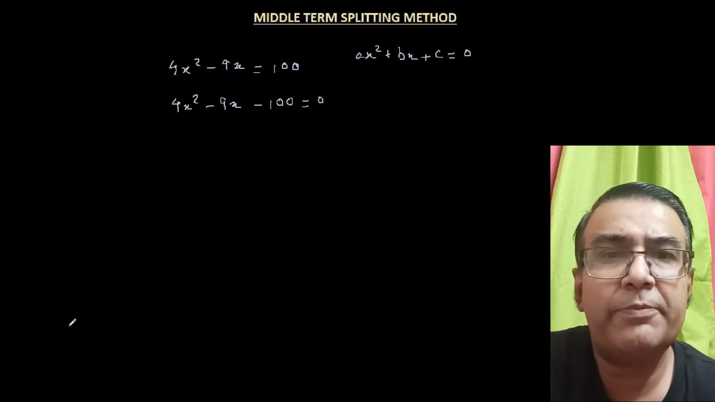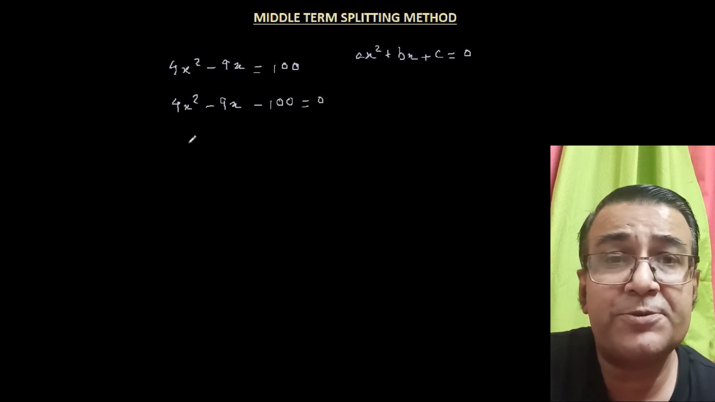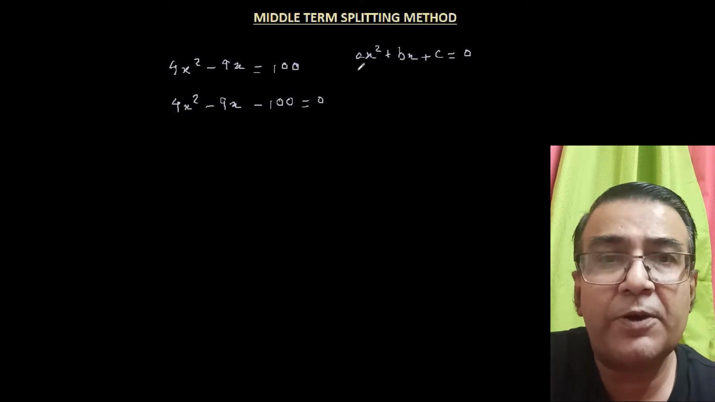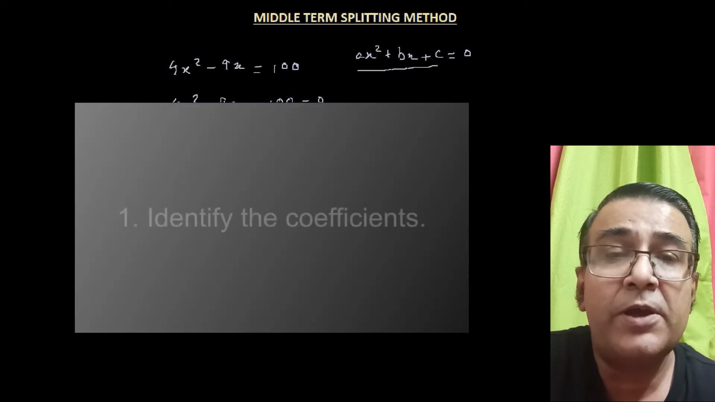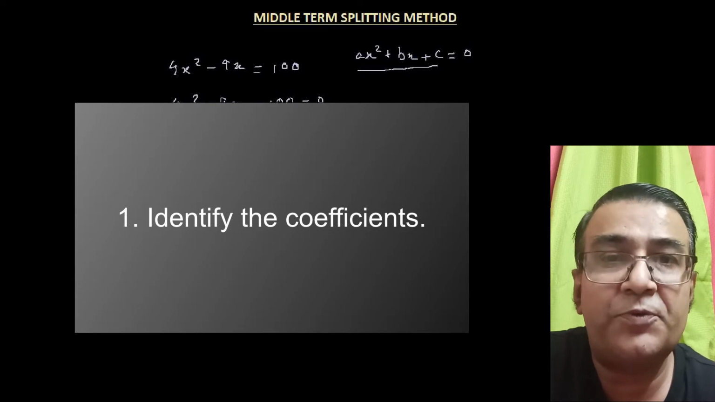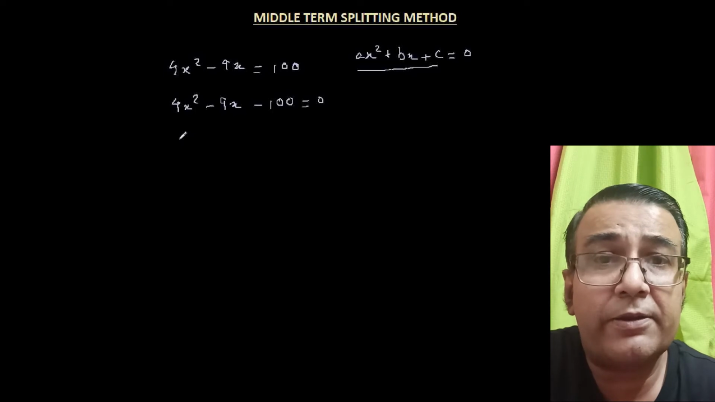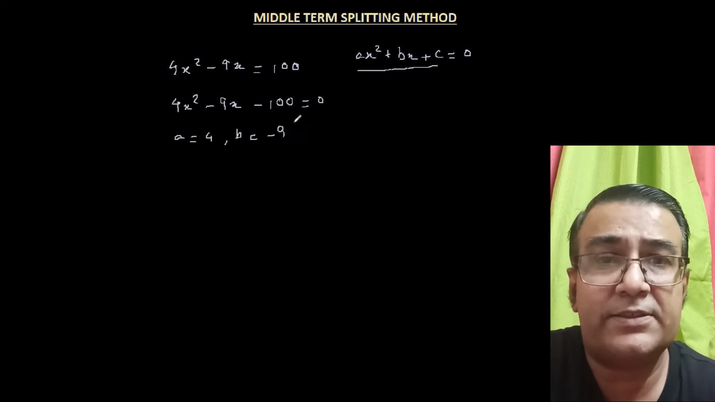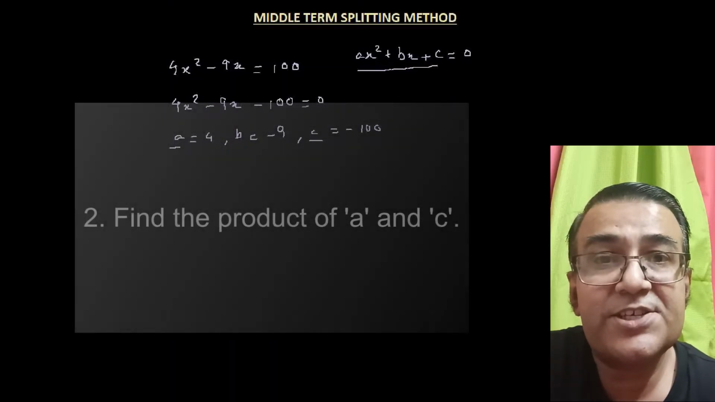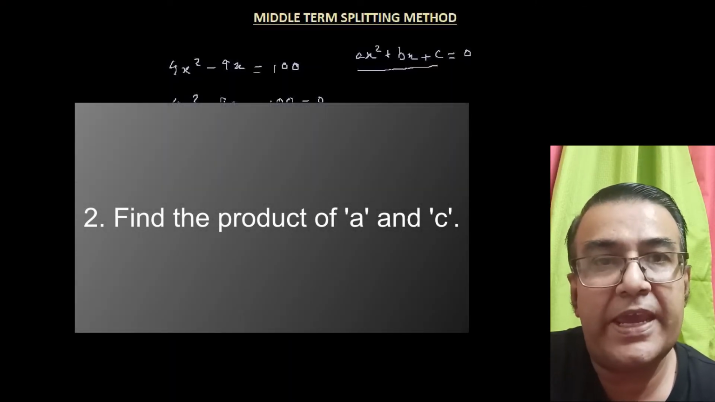Now, as I told you in the beginning, we are going to follow 8 simple steps to do the middle term splitting method. First of all, once we have written it in the standard form, we are going to identify the coefficients, which are a, b and c. From this equation, it is pretty clear that a is equal to 4, b, which is the coefficient of x, is minus 9 and c is minus 100. Do not forget to take the signs along with it, because if you don't, it could turn out to be a problem.